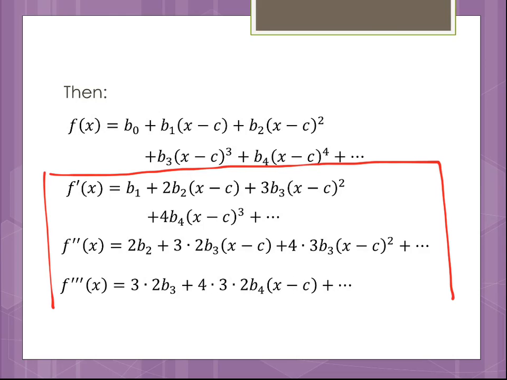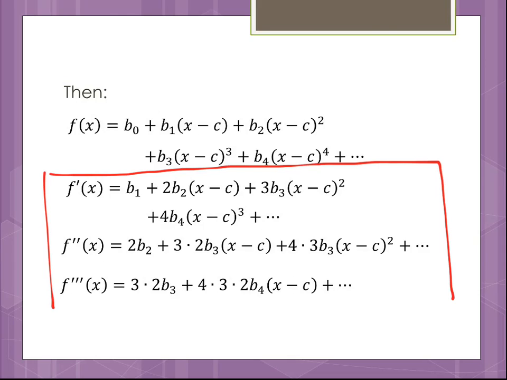And so what you're doing after that is you're just taking derivatives. If this f of x is our function, then when I take the derivative, the constant term b0 in the front goes away, right? And then I'm looking at this b1 times x minus c, and you might be tempted to do some distribution, but there's really no need. Inside of this x minus c, its derivative is 1, so I only get the b1 still left. So b1 is my first term in the derivative.